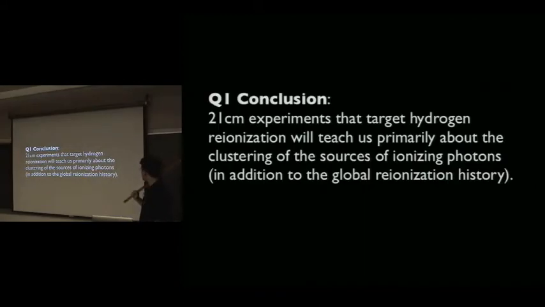And so our conclusion is that the 21 centimeter experiments that are targeting reionization teach us primarily about the clustering of the sources of ionizing photons that reionize the universe, in addition to the global reionization history.